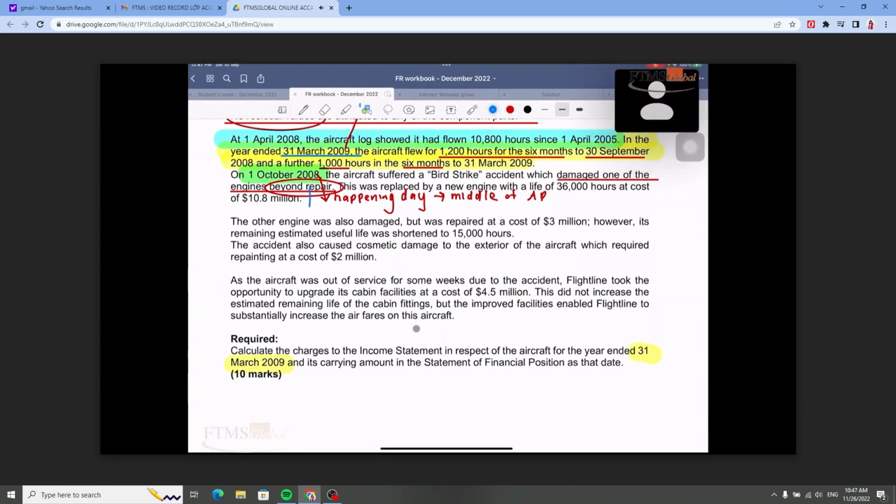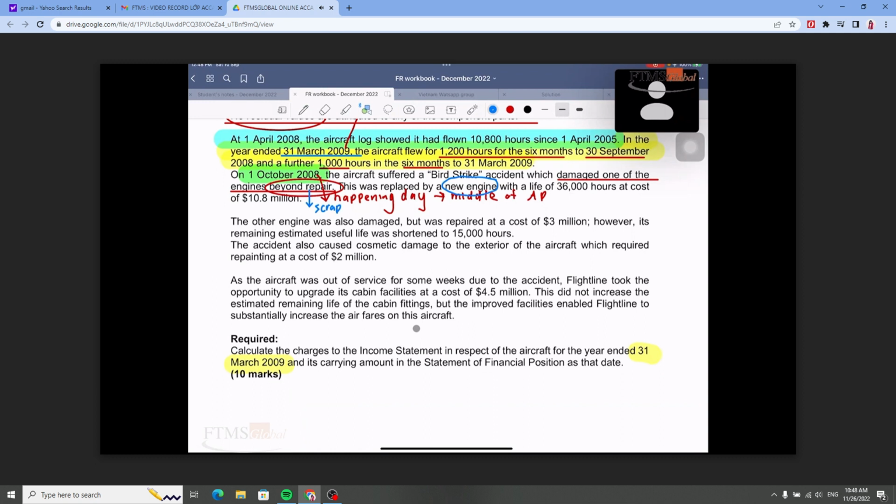So you must know, right? So inside your mind, when you're reading the question, roughly you must have a plan as well. This is scrap. Okay, so one engine, talking about scrap. This was replaced by a new engine, right? So now I have two workings already. One working is scrap. Okay, then the other working is new engine.